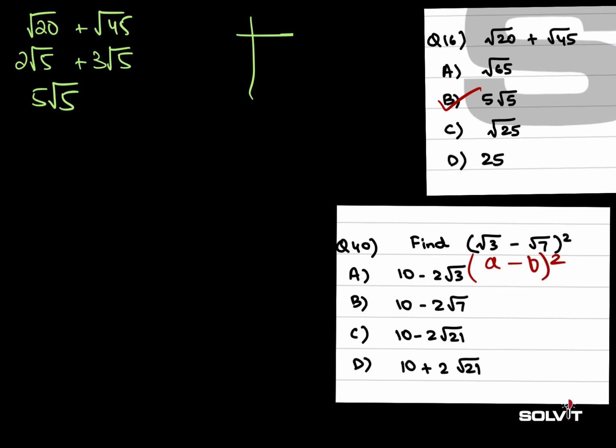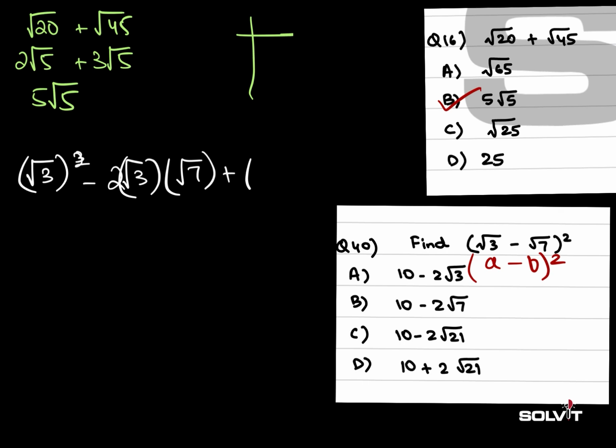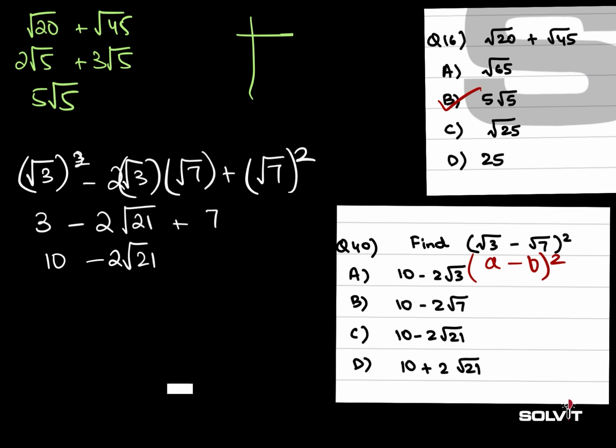So now how do we expand it? We are going to expand it by using the identity. Now what is the identity? What is a? Under root 3, so put the whole square on it. Then minus 2 under root 3 into under root 7, plus under root 7 whole square. So this is going to become 3 into 2 into under root 3 into under root 7 is under root 21, plus 7. So now this is going to become 10 minus 2 under root 21. So this is B, C is the answer.